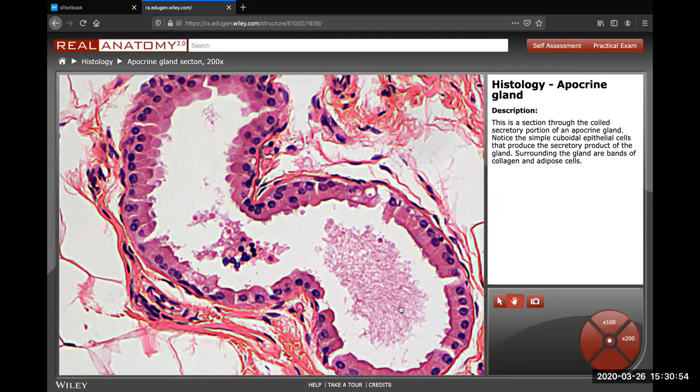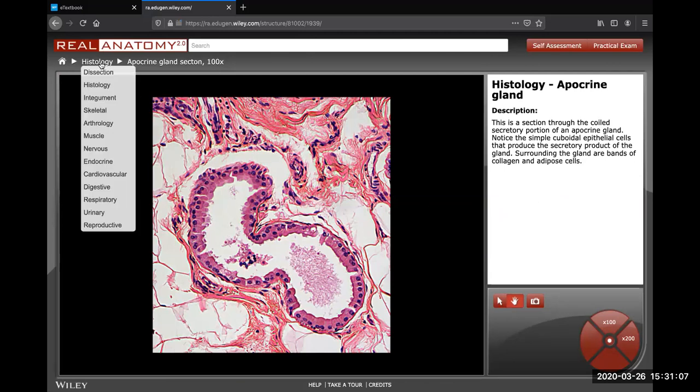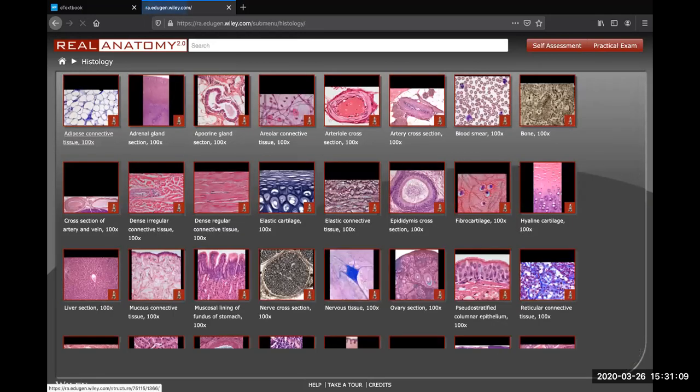So this looks like the lumen of the gland. So if this is a cross section, then this might actually be like looking down the tube of the duct, if that makes sense. So that's cool.